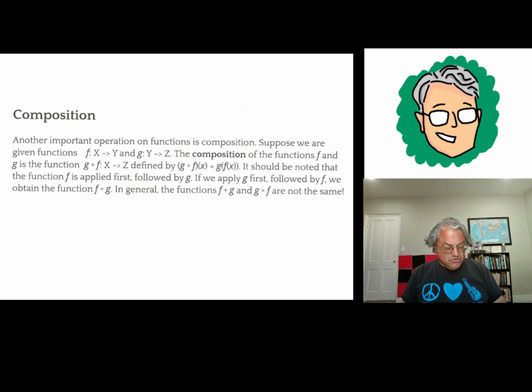So g circle f of x would just be g of f of x. First we apply f to x, and then we apply g to f of x. The way we write functions, we always write the name of the function to the left of the argument. That's why we have to keep proceeding to the left. I guess that's a little bit of an unfortunate consequence of functional notation. Maybe it would have been better to put the name of the function to the right of the argument. I don't know. But that's the way we do it.